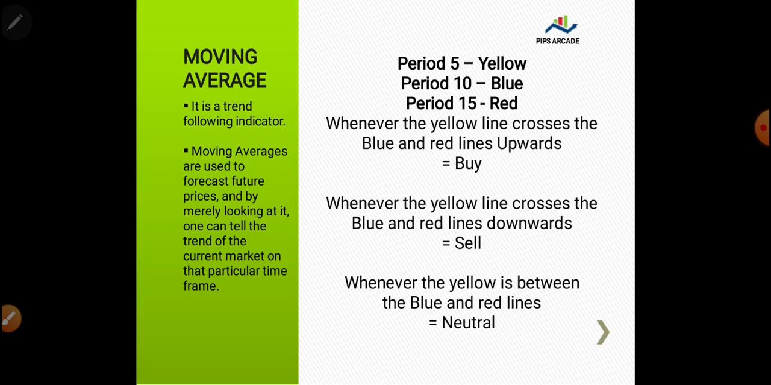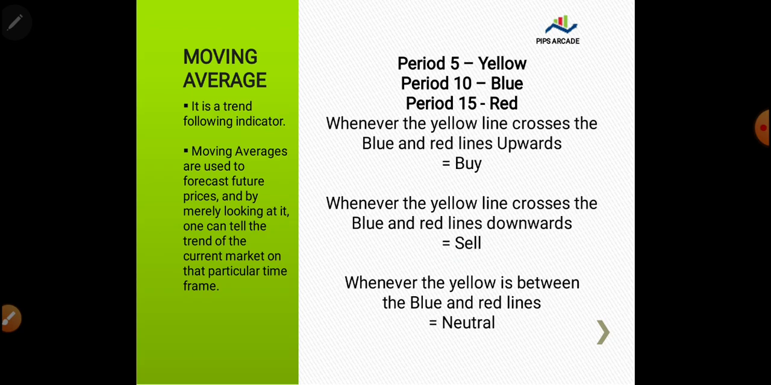We have the moving average. It is a trend following indicator. Moving averages are used to forecast future prices, and by merely looking at it, one can tell the trend of the current market on that particular time frame. So period 5, the application says, is color yellow, period 10 color blue, period 15 is color red. Whenever the yellow line, which is 5, crosses the blue and the red lines, which is 10 and 15, upward, it means you should buy. Whenever the yellow line crosses the blue and the red lines downward, it means you should sell.